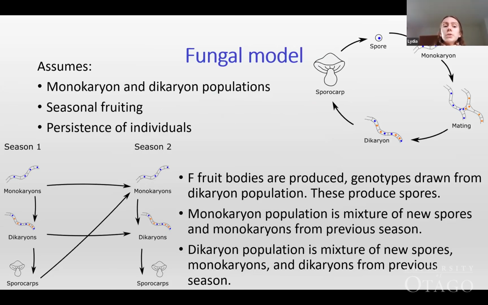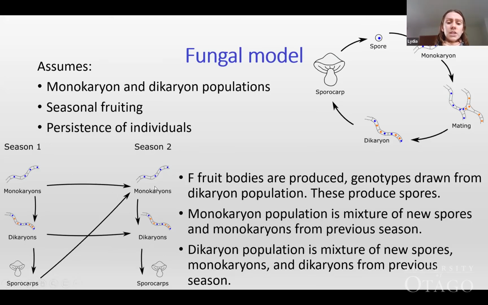What I want to do is turn this into a model. So I'm assuming that we've got separate monocaryon and dicaryon populations. I'm assuming that fruiting is happening seasonally. It kind of is. It makes life easier. And I'm allowing for really long-lived, persistent individuals. So each season we have some number of fruiting bodies which are produced, and their genotypes are drawn from the underlying dicaryon population. So we're just having some dicaryons produce mushrooms.